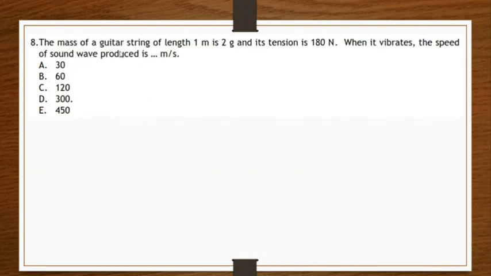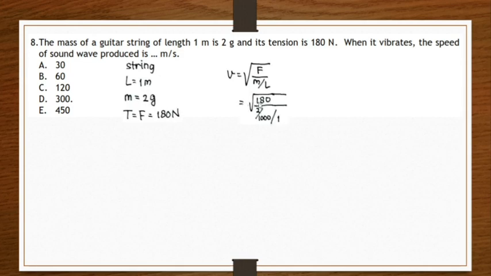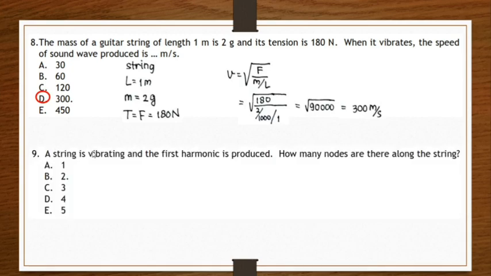Number 8, the mass of a guitar string of length 1 meter is 2 grams and the tension is 180 newtons. When it vibrates, the speed of the wave produced, we want to find v, which is equal to the square root of F over m over L. Just calculate, F is 180. The mass should be in kilograms, so it is 2 over 1,000 divided by L, 1 meter. So v is the square root of 90,000. It is equal to 300 meters per second. The answer is D.